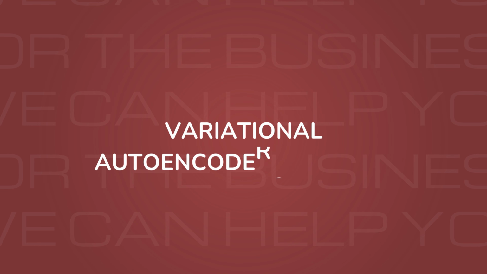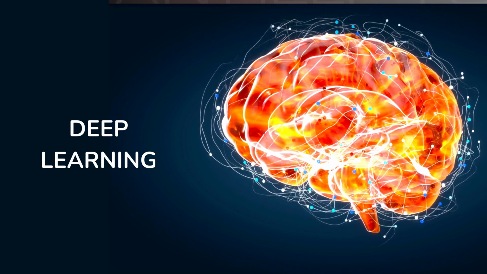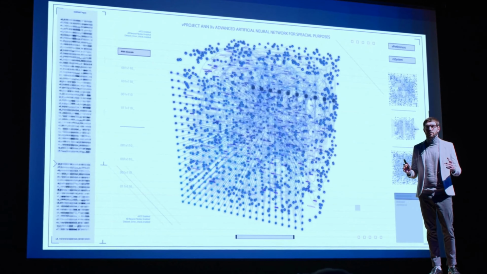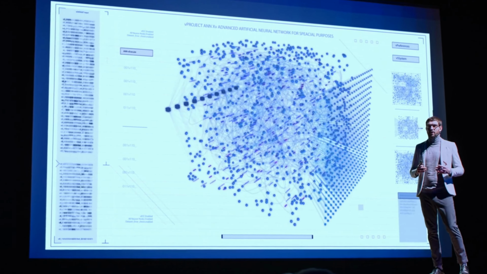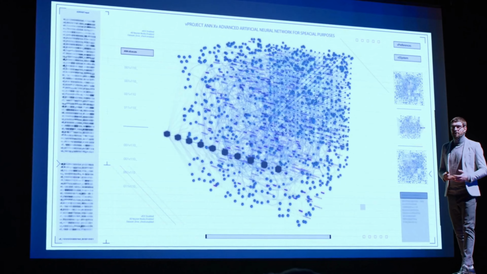Today, we will dive into a fascinating topic, variational autoencoders or VAEs and their application in marketing. Deep learning has truly revolutionized the way we analyze marketing data. Using neural networks enabled tackling challenges like customer segmentation, trend prediction, and sentiment analysis.